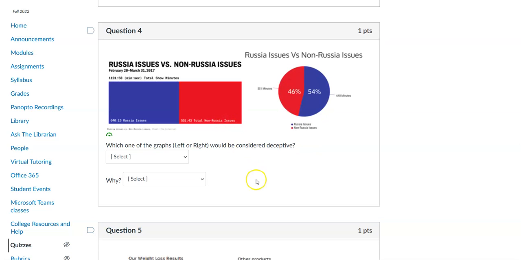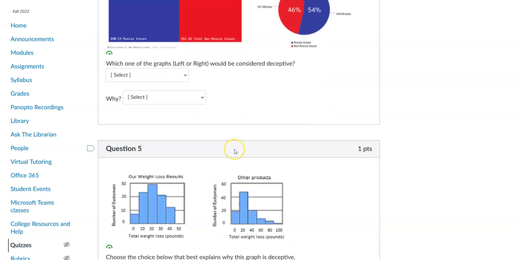Number 4, we want to know which of the graphs would be considered deceptive. Well, this one is not really deceptive. You can see it's 54% clearly labeled, 46%. They tell you what this is. But over here we have 640 to 15, 551 to 43. It's really confusing what that means. And I can hardly tell which rectangle is larger, so this would definitely be more deceptive. I'll let you choose why you think that is.